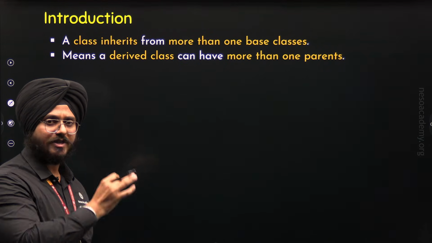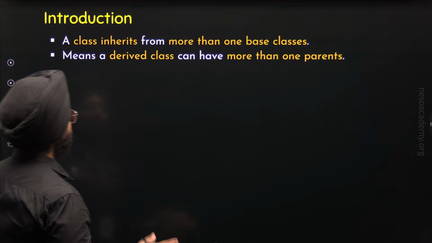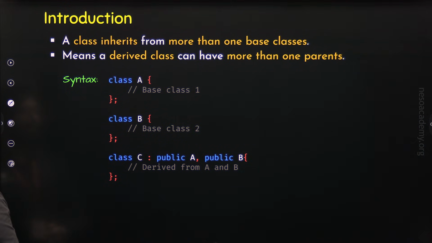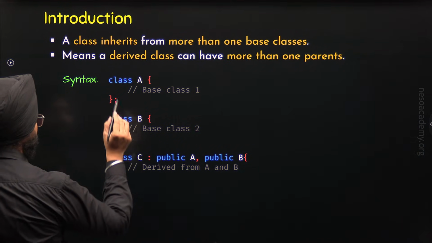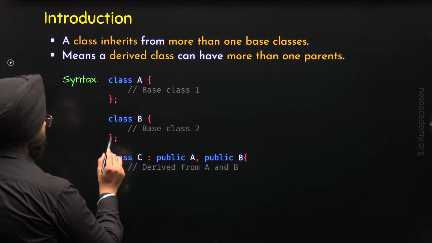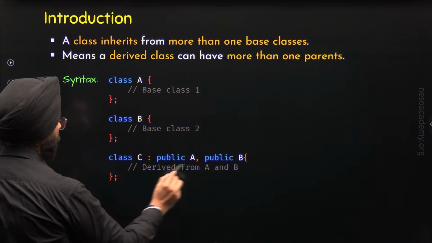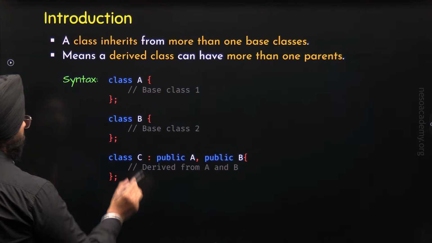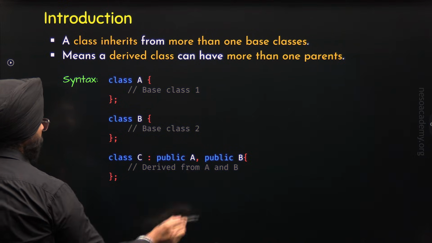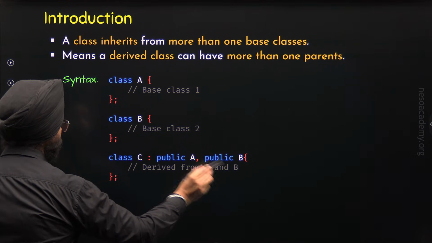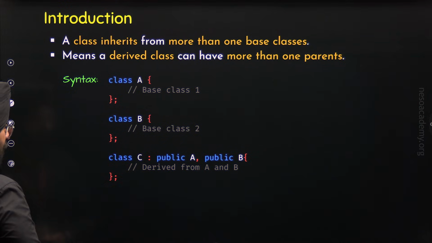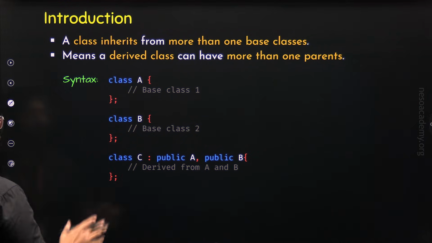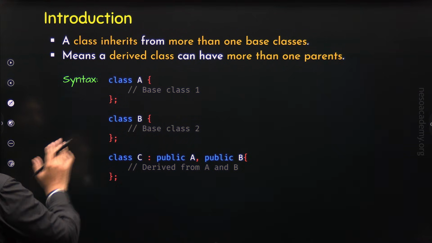Now to make these points more clear to you, let's consider the syntax of multiple inheritance. This is how the syntax looks like. Here we have these classes A and B. We also have this class C, which is inheriting from both these classes. So class C is derived from class A and class B. Here we can observe this derived class has more than one parent. Therefore, we have multiple inheritance here.